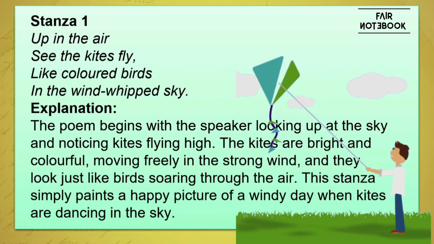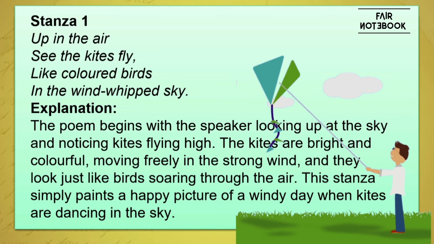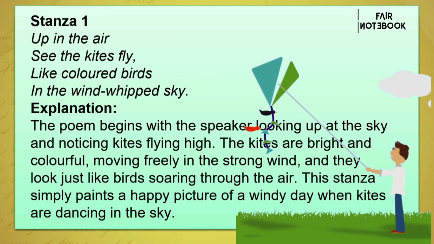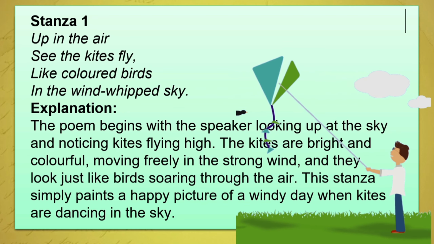Explanation. The poem begins with the speaker looking up at the sky and noticing kites flying high. The kites are bright and colorful, moving freely in the strong wind, and they look just like birds soaring through the air. This stanza simply paints a happy picture of a windy day when kites are dancing in the sky.